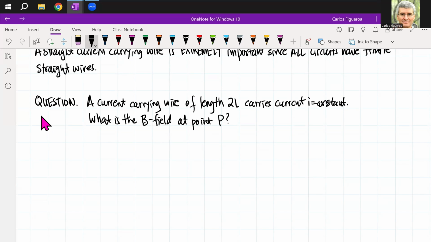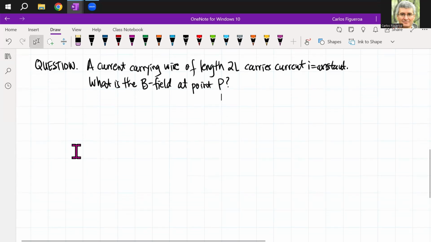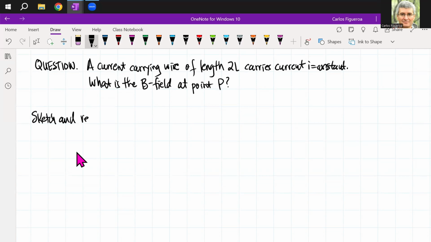To visualize the magnetic field, of course, we have to sketch the situation. We just went through the outline, so now I want to sketch and repeat the process outlined above.